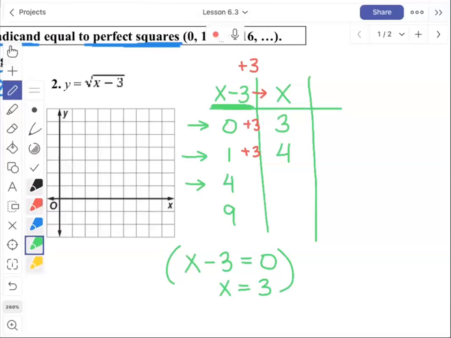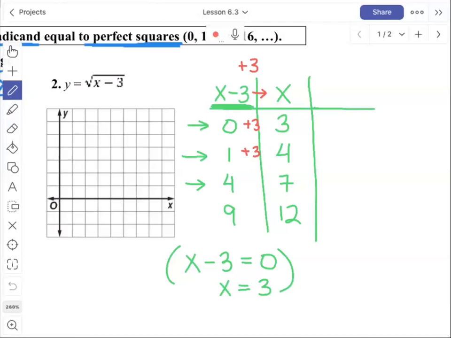Good. Somebody gave both of the next 2. Yes, 7. Give me the last one. You guys got it. Perfect. So 3, 4, 7, 12. Those are your x coordinates.